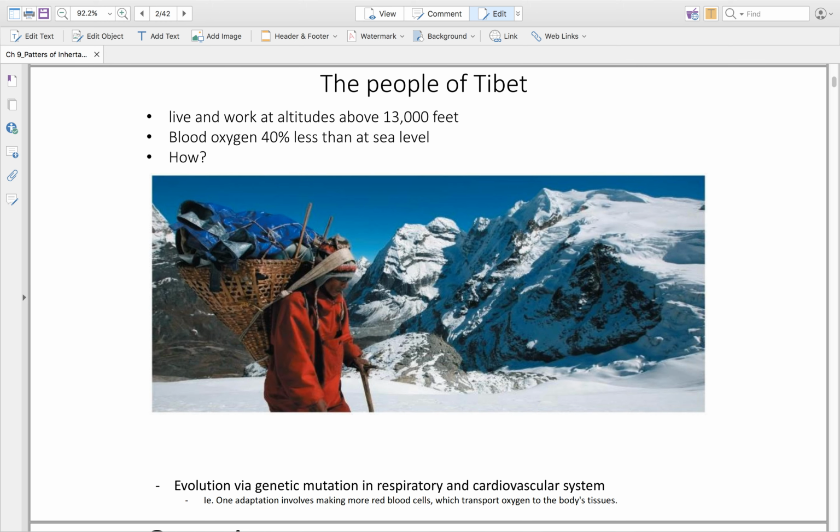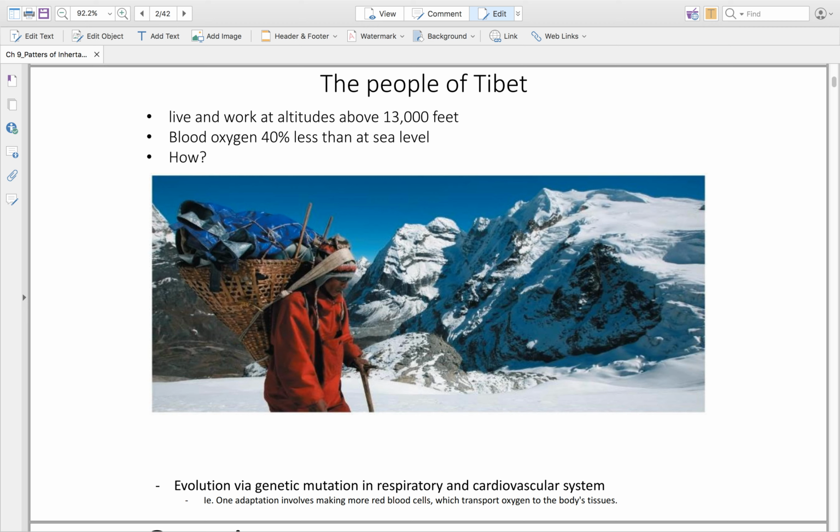So the people of Tibet can work and survive and live at an altitude of 13,000 feet. Normally, people that are not from Tibet, like you and I, wouldn't be able to do that. We would actually pass out. Our blood oxygen levels would decrease and we wouldn't be able to even stand up in that altitude, let alone work. So how do these people work in that altitude?